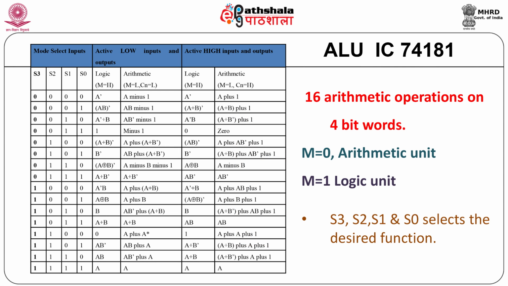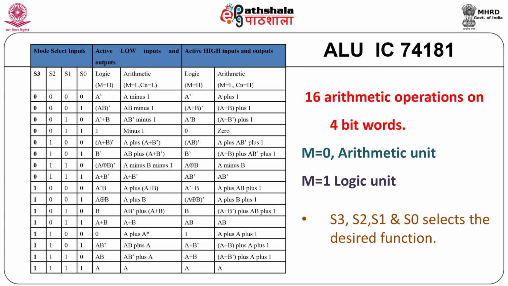The IC 74181 is an arithmetic logic unit, that is ALU. This ALU is capable of performing 16 binary arithmetic operations on 2 4-bit words. These operations are selected by 4 function select lines S3, S2, S1 and S0, and include addition, subtraction, decrement, increment and state transfer.